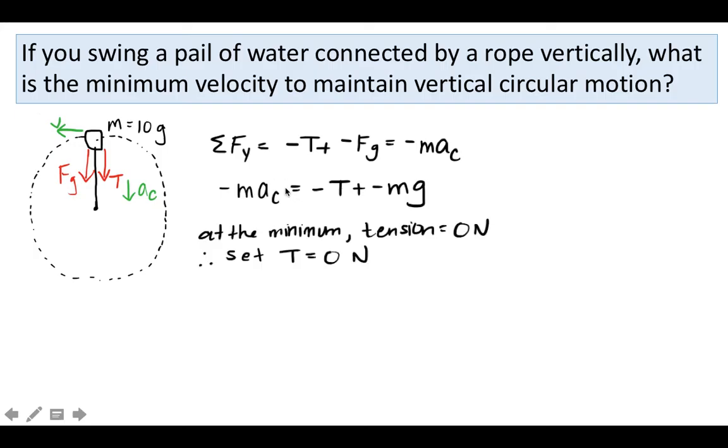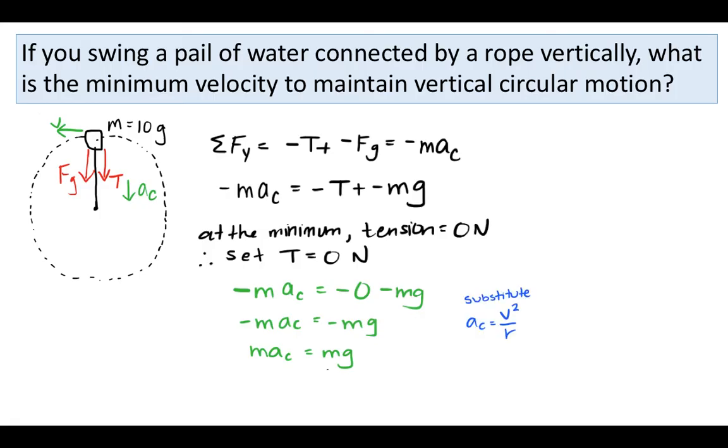Well, at its minimum, the tension must be 0 because it's just making it over the circle. So the only force actually acting on the bucket is force due to gravity. Therefore, we're going to set T equal to 0 newtons in our equation. We're left with negative m a centripetal equals negative mg. Go ahead and substitute our equation in for centripetal acceleration, v squared over r. We get mv squared over r equals mg. The masses will cancel since they're on both sides. Our answer is velocity equals the square root of g times radius.